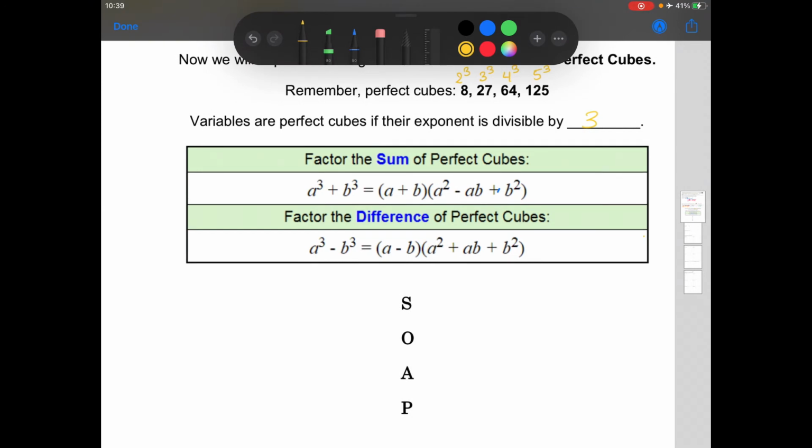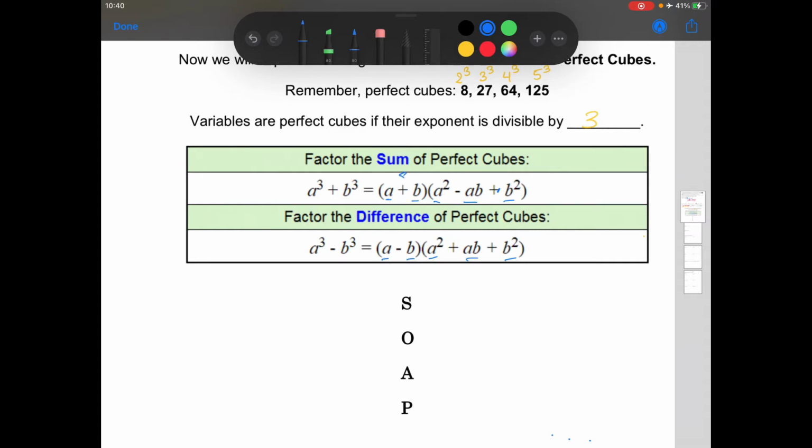Factor the sum of perfect cubes. So this is how you factor it. But I want you to pay attention to the letters. Look at this. This is A, B, A, B. No matter what, A squared, AB, B squared. So no matter whether it's a sum of perfect cubes or a difference, you go in the same order. It is the signs that you have to be very careful about.